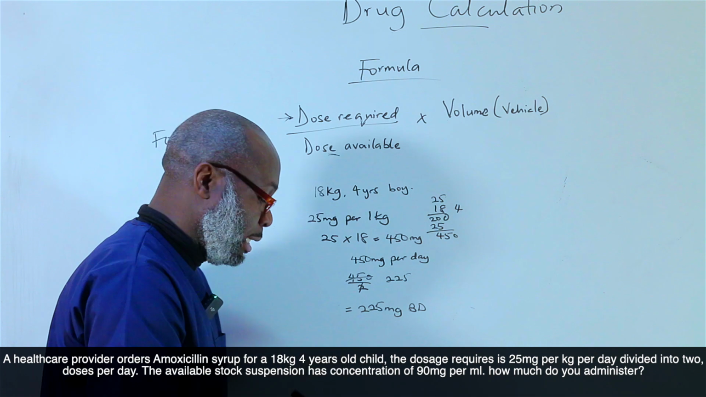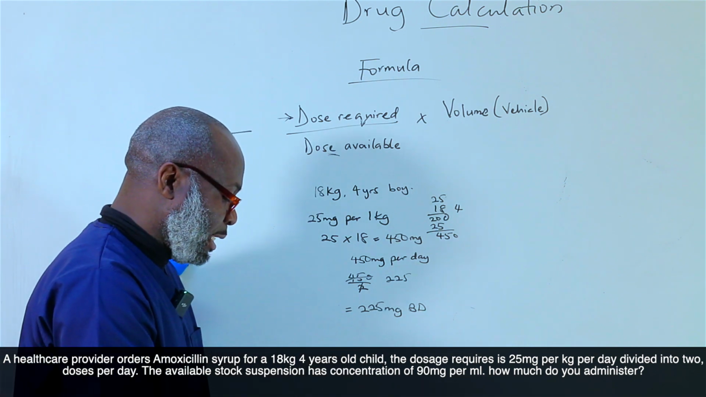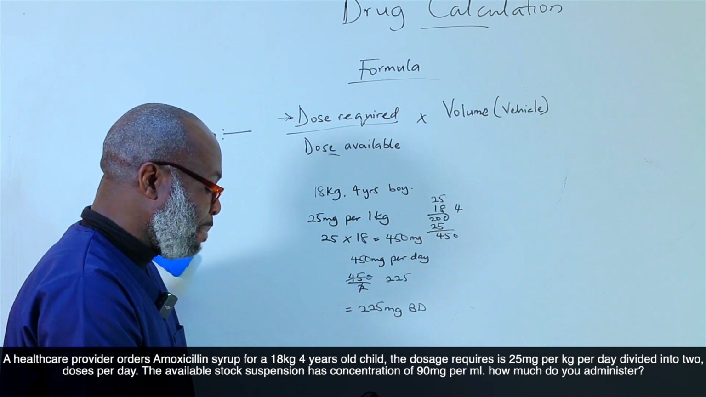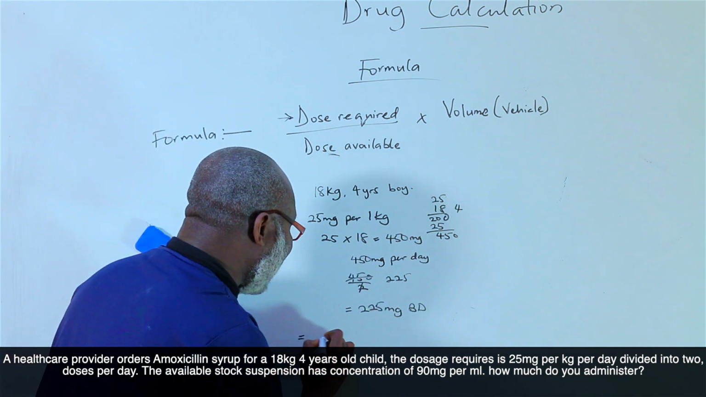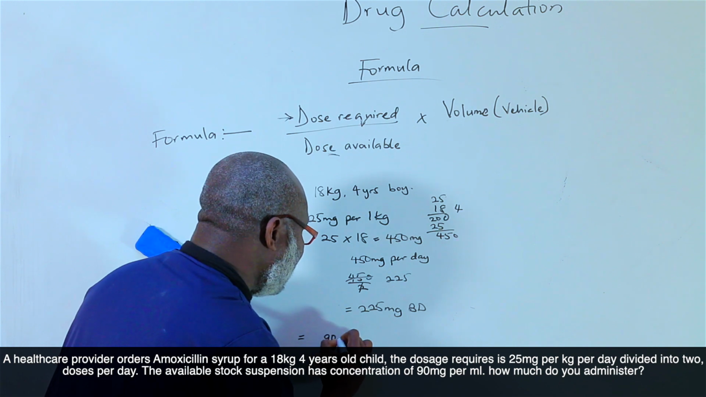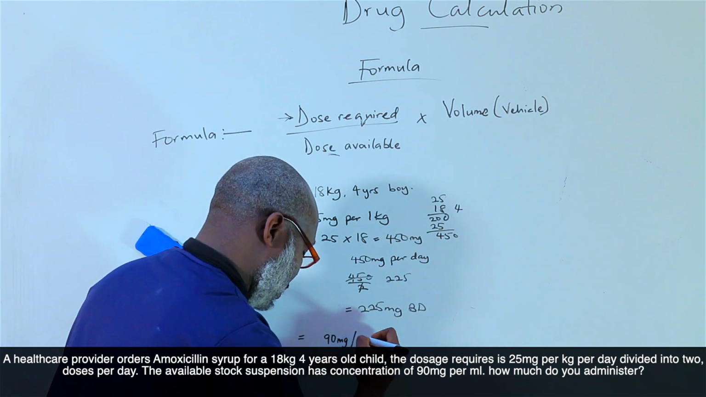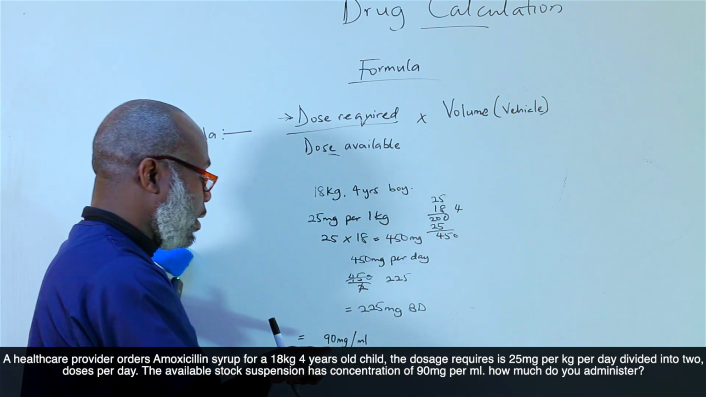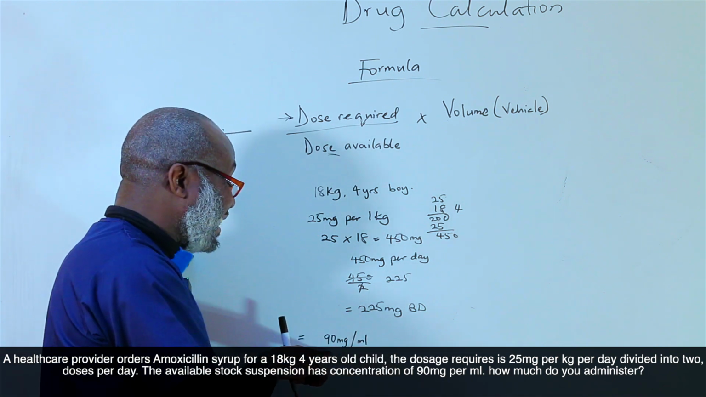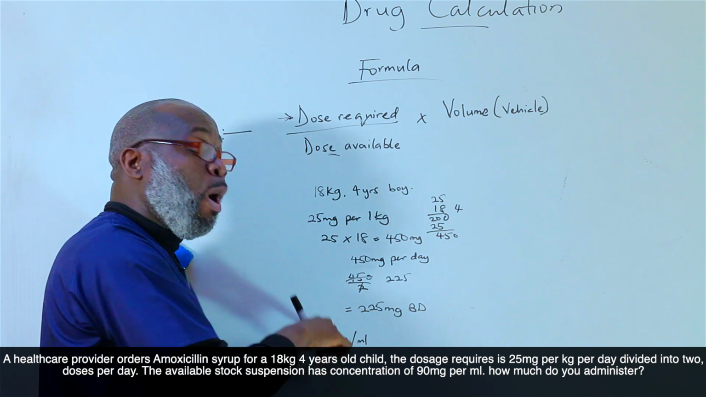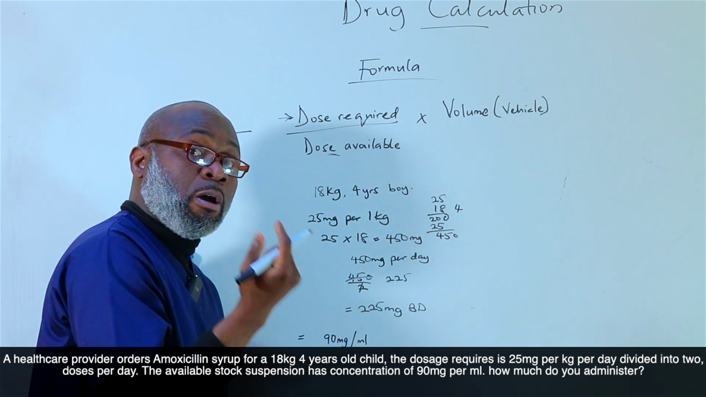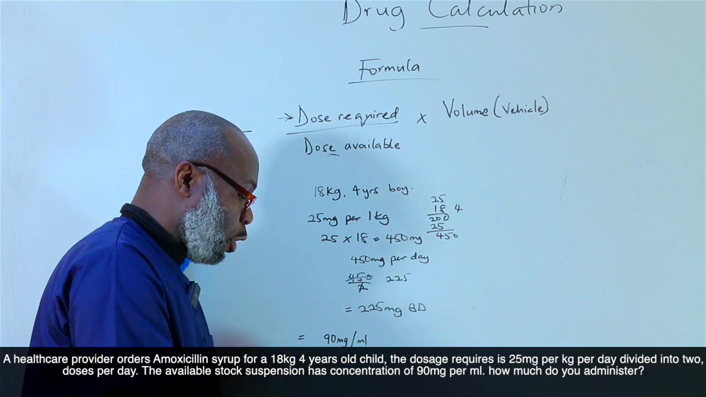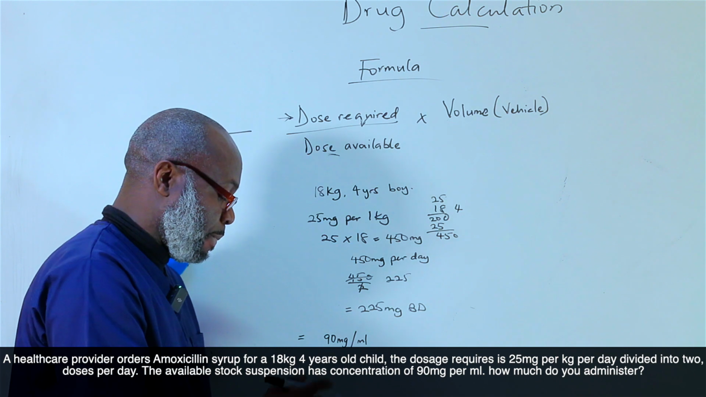That is twice daily. Then the question is, the available stock suspension has concentration of 90 milligram per mil. So what is available is 90 milligram per mil. That is, we have the concentration of 90 milligram of the medication in 1 milliliter of the liquid. 1 milliliter of the liquid has 90 milligram of the medication, that is amoxicillin.